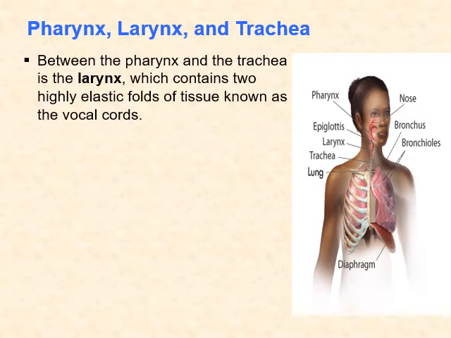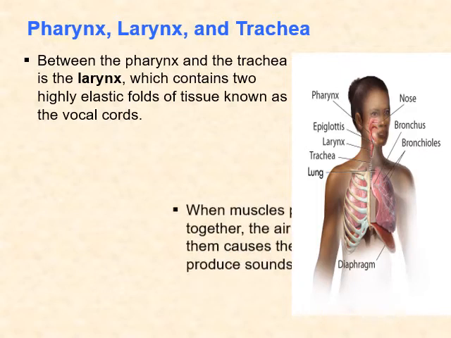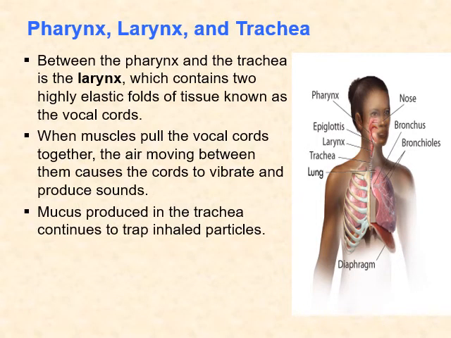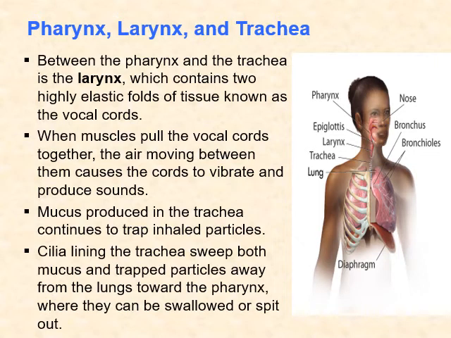Between the pharynx and the trachea is the larynx, which contains highly elastic folds of tissue known as the vocal cords. When muscles pull the vocal cords together, the air moving between them causes the cords to vibrate and produce sound. Mucus produced in the trachea continues to trap inhaled particles. Cilia lining the trachea sweep both mucus and trapped particles away from the lungs towards the pharynx, where they can be swallowed or spit out.